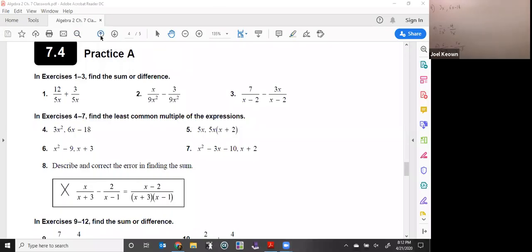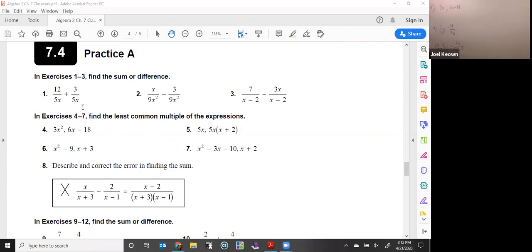Hey guys, this is the start of 7.4. We are adding and subtracting rational expressions. So before I get into these problems, some things we need to remember is that when I add or subtract two fractions, I have to have common denominators. Just like if I'm adding fractions of regular numbers, not x's, I have to have a common denominator.